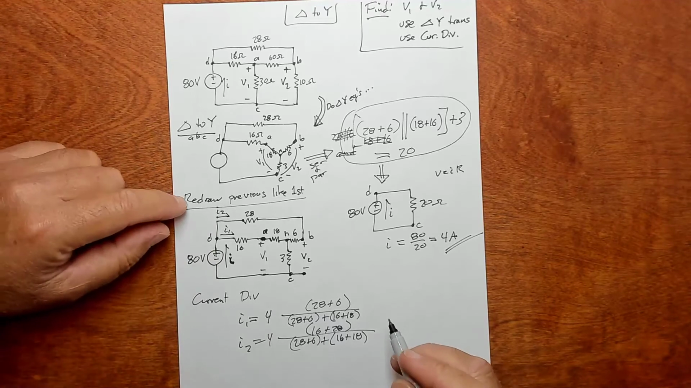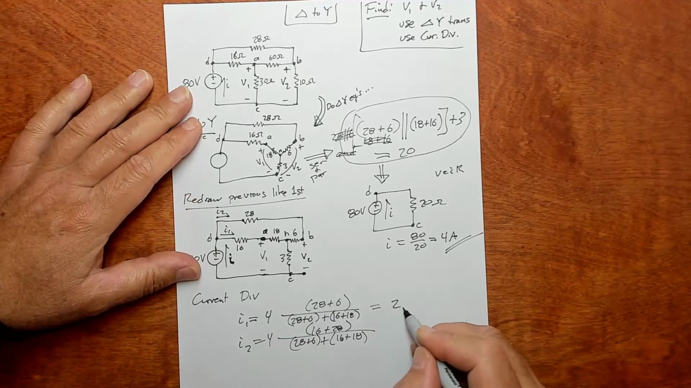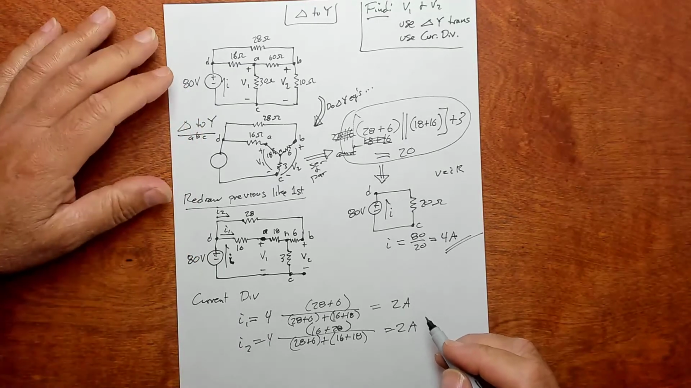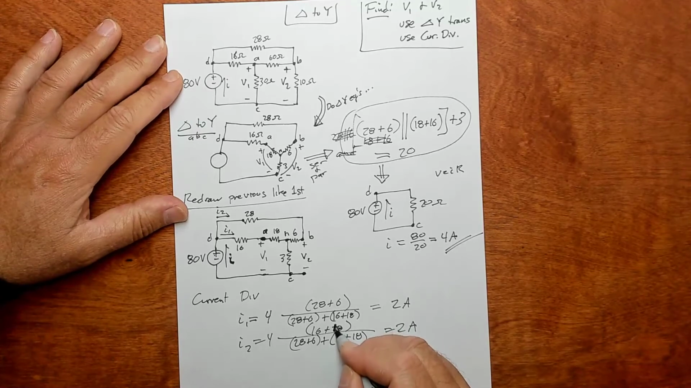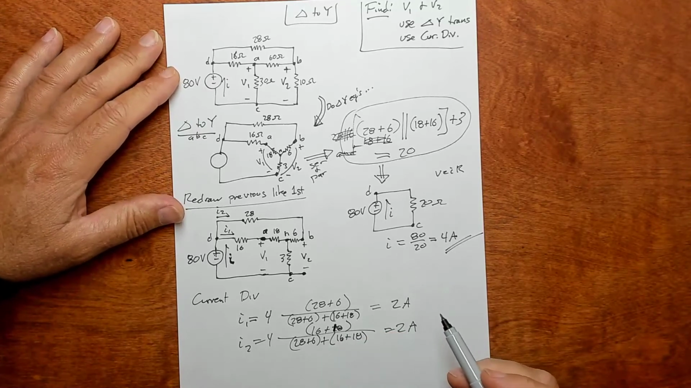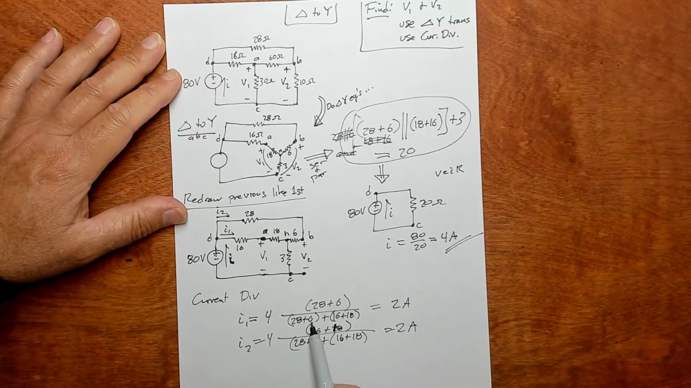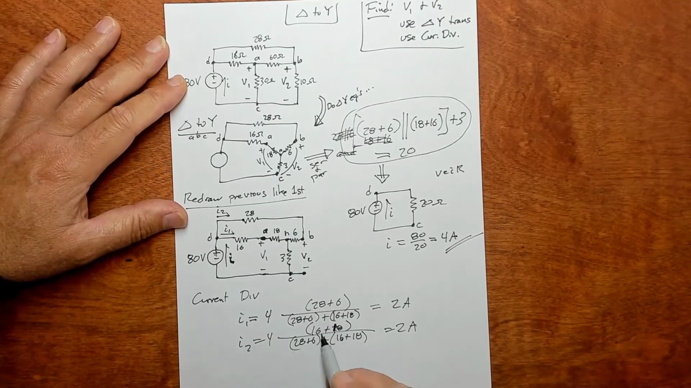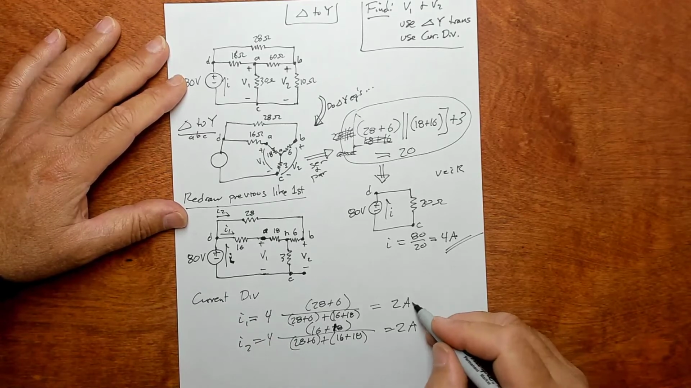Okay. And strangely for us, this works out to 2 amps for both of these things. And why is that? It's because I messed up, because this 28 should be an 18. So with 16 and 18 on one branch and 28 and 6 on the other, and the opposite on the top, it's 2 amps, because each is 34 over 34. It's 2 amps, 2 amps.